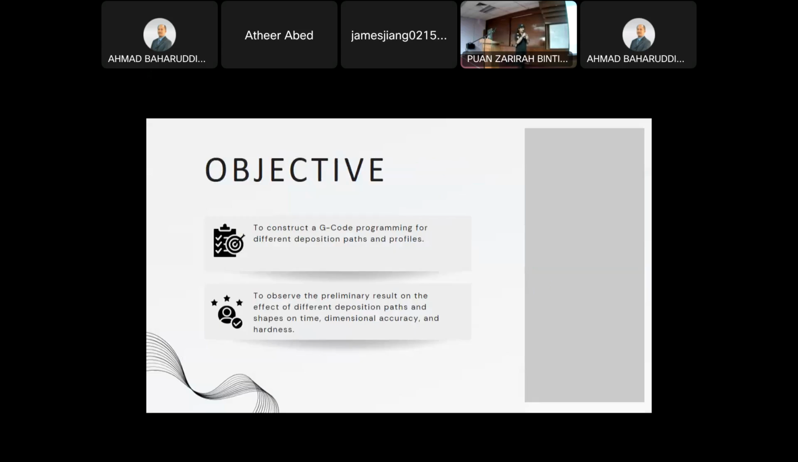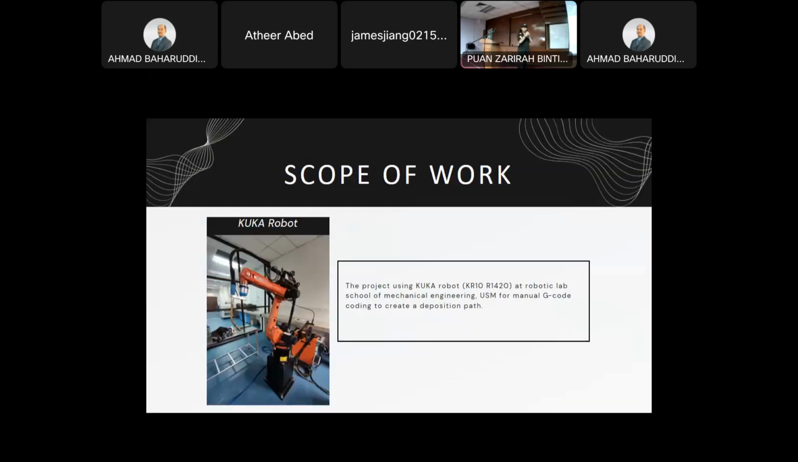So the first objective is to construct a programming for different path positions and profiles using the KUKA robot. And the second objective is to observe the preliminary results on the effect of different deposition path shapes on time, dimensional accuracy, and also hardness. So this is my scope of work, where we will be using the KUKA robot. This is the KR10 R1420 series robot, which is located in the Robotic Lab, School of Mechanical Engineering.